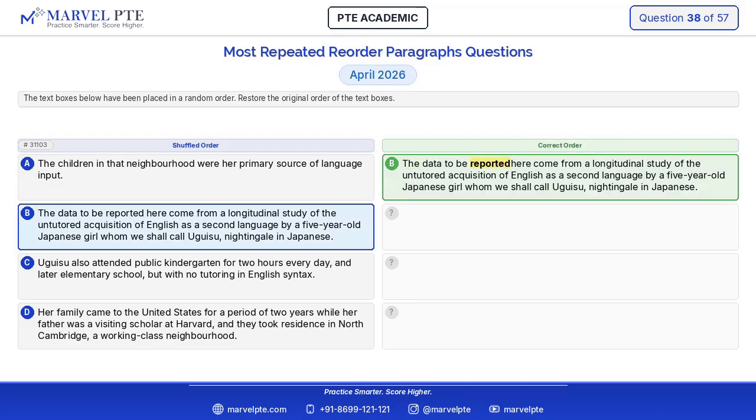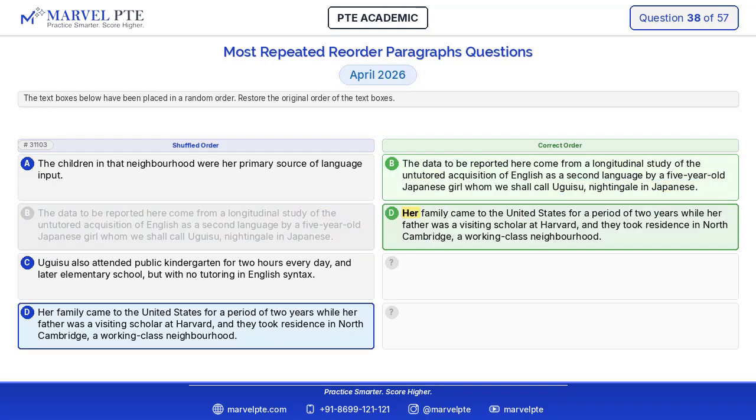The data to be reported here come from a longitudinal study of the untutored acquisition of English as a second language by a 5-year-old Japanese girl, whom we shall call Yugisu, Nightingale in Japanese. Her family came to the United States for a period of 2 years, while her father was a visiting scholar at Harvard, and they took residence in North Cambridge, a working-class neighborhood.